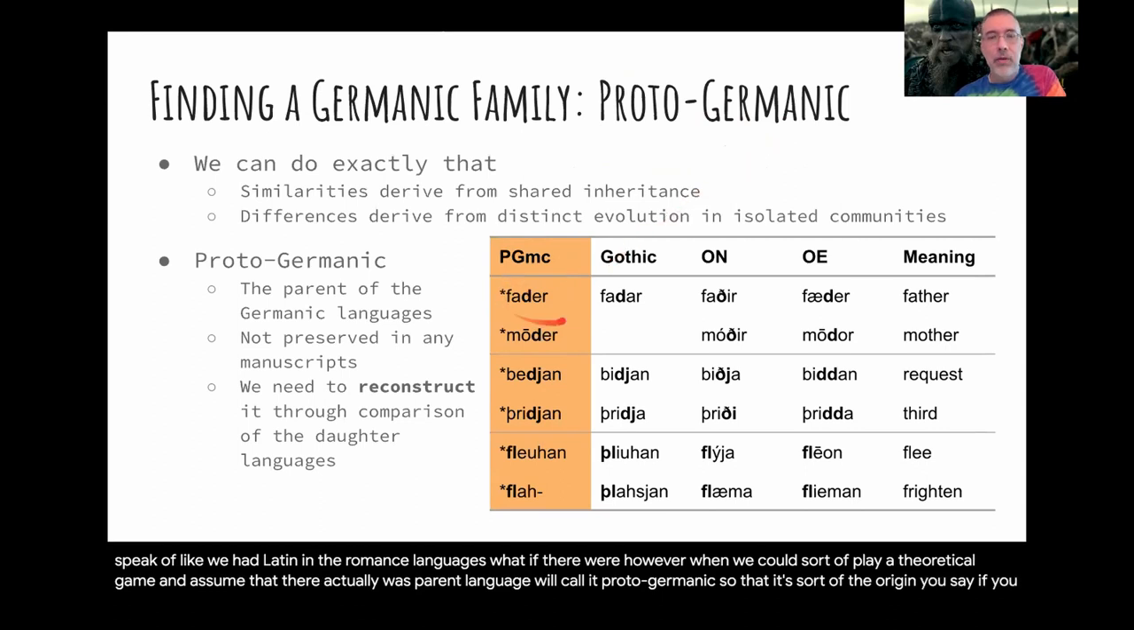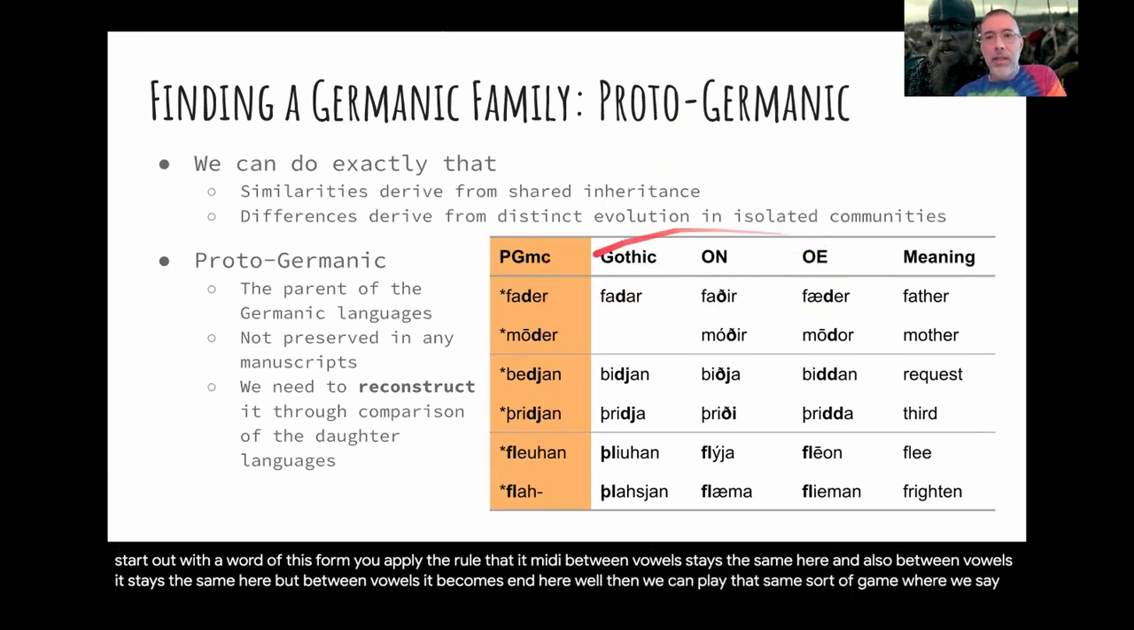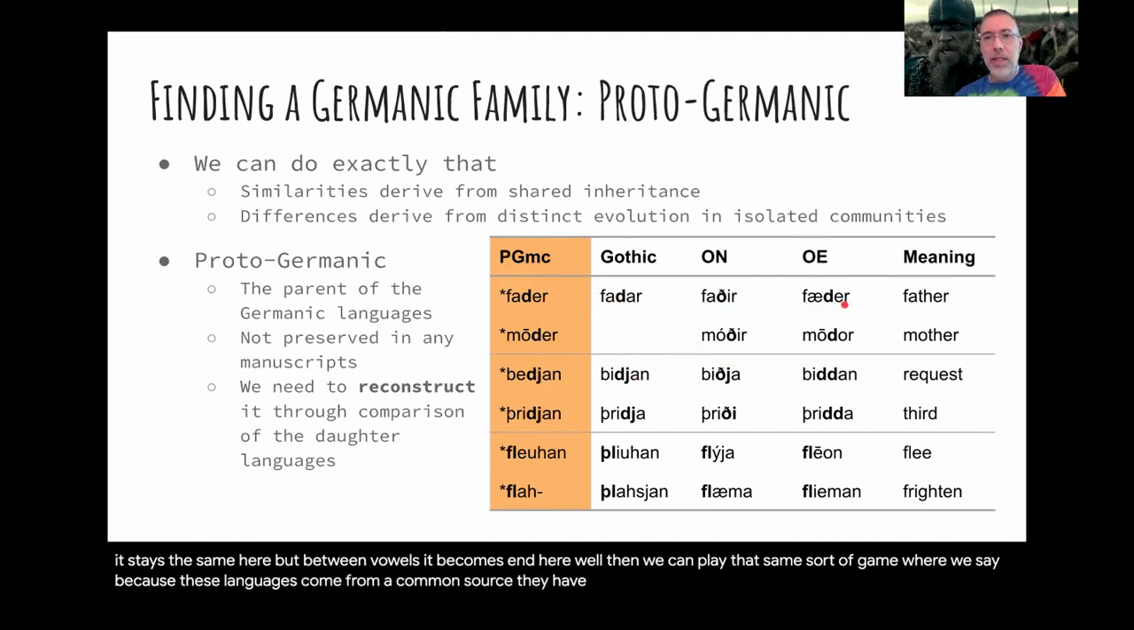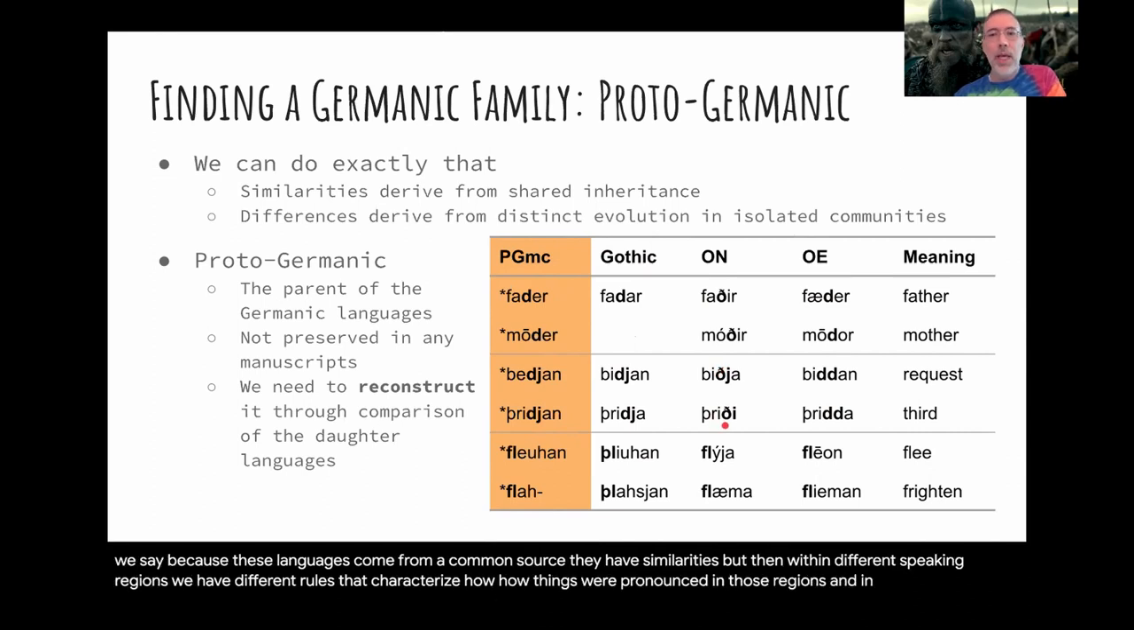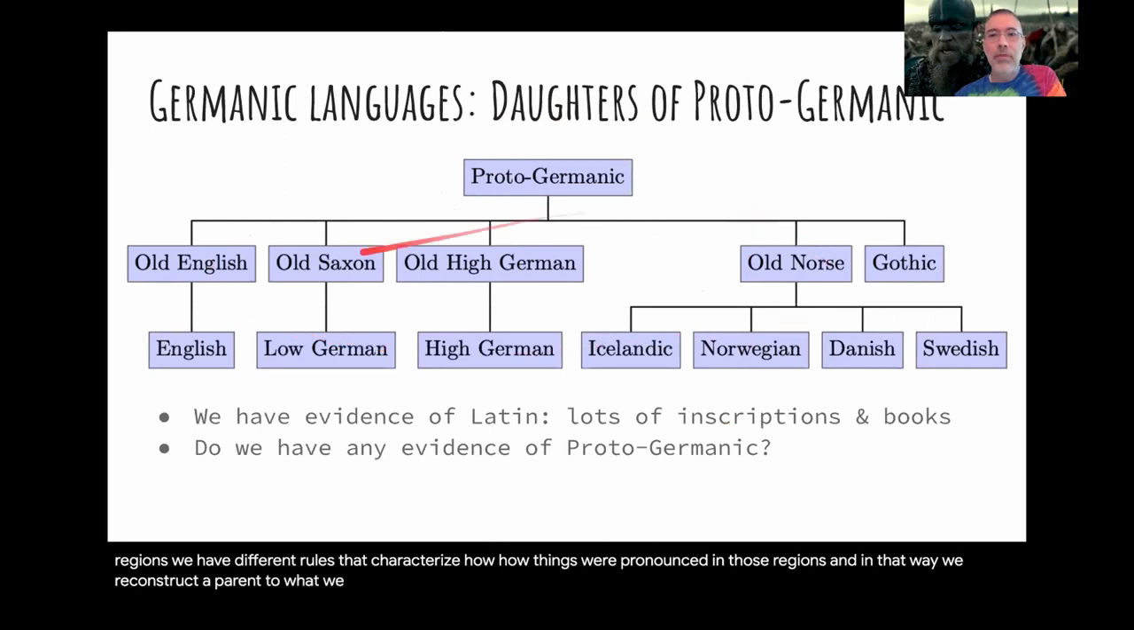And then you say, if you start out with a word of this form, you apply the rule that the D between vowels stays the same here, and also between vowels it stays the same here, but between vowels it becomes ev here. Well, then we can play that same sort of game where we say, because these languages come from a common source, they have similarities, but then within different speaking regions, we have different rules that characterize how things were pronounced in those regions. And in that way, we reconstruct a parent to what we can now really claim to be a linguistic family, in the same way that Latin was the parent of the linguistic family of the Romance languages that we already know and love.